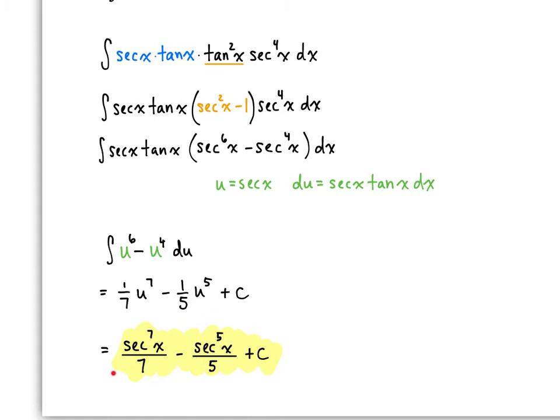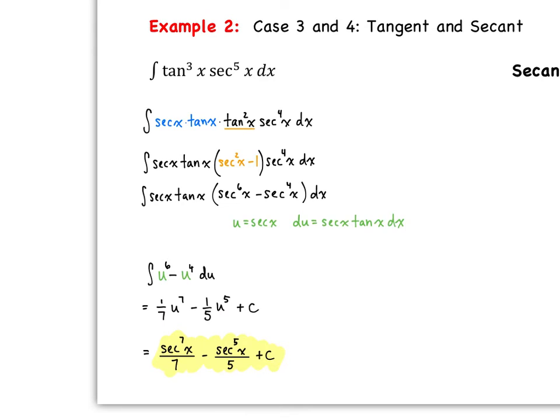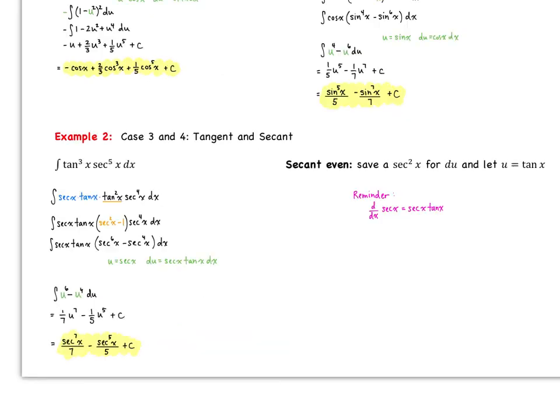All right, substituting back in for our u, we get our final answer to be secant to the 7th of x over 7 minus secant to the 5th of x over 5 plus c. So again, it's all about creating a nice, easy U substitution. Going back to this side note, if we had an integral where the secant was even and we had a tangent in there as well, we would keep a secant squared for the du portion, and we would let u be tangent of x because the derivative of tangent is secant squared. So it's just a matter of making those U substitutions nice.